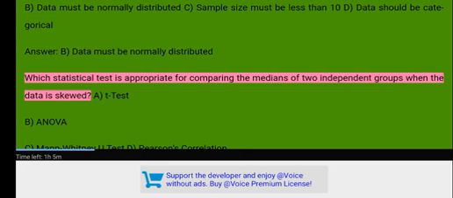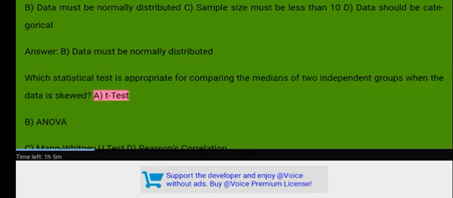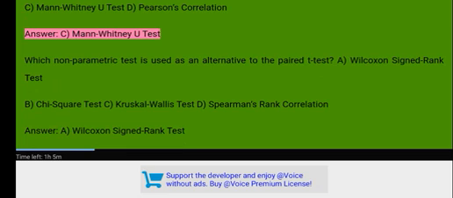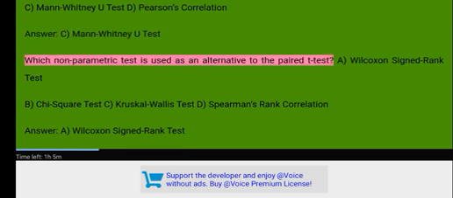Which statistical test is appropriate for comparing the medians of two independent groups when the data is skewed? A. T-test. B. ANOVA. C. Mann-Whitney U-test. D. Pearson's correlation. Answer: C. Mann-Whitney U-test.